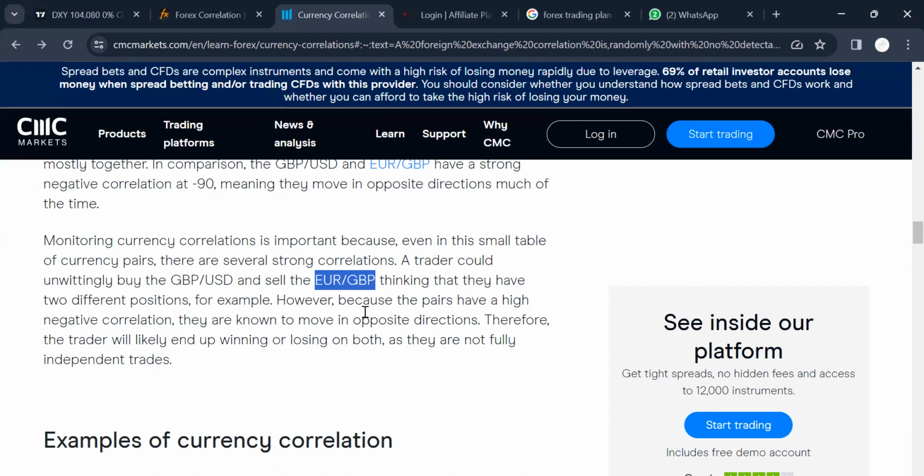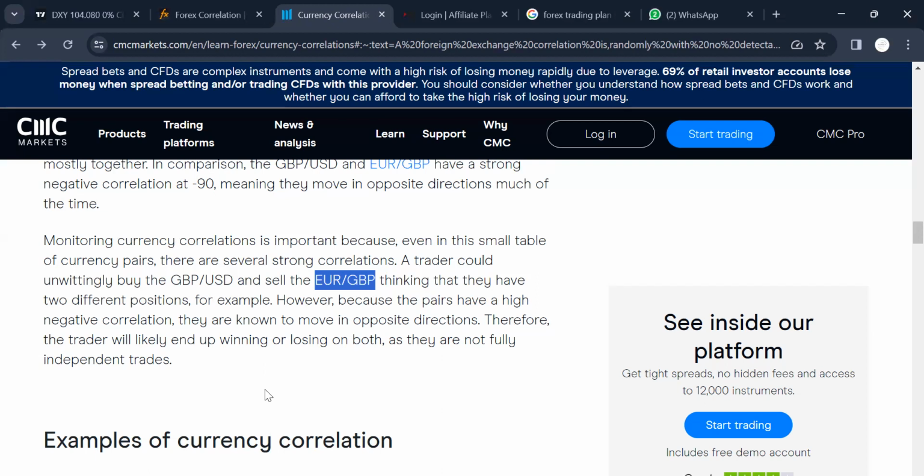Because the pairs have a higher negative correlation, they are known to move in opposite directions. Therefore, the trader will likely end up winning or losing on both, as they are not fully independent trades. So you understand? I've also explained why I don't like entering positions of different types. I know it's a normal thing. Even the professionals do it. They buy on one thing and then they sell another.